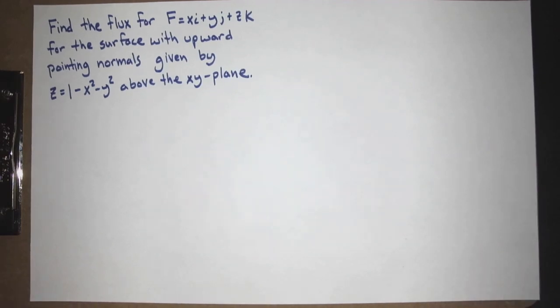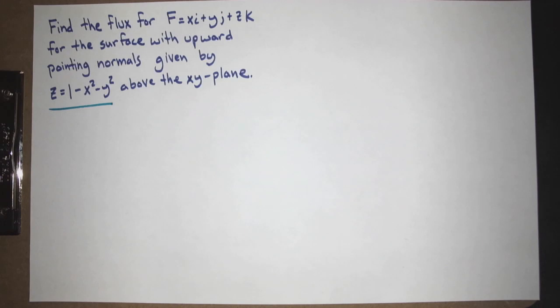Find the flux for this function, F equals x i plus y j plus z k, for the surface with upward pointing normals given by z equals 1 minus x squared minus y squared above the xy plane. All right, so let's start by understanding our surface. What does z equals 1 minus x squared minus y squared look like? It's not a circle and it's not a sphere. It's what? Not a saddle.